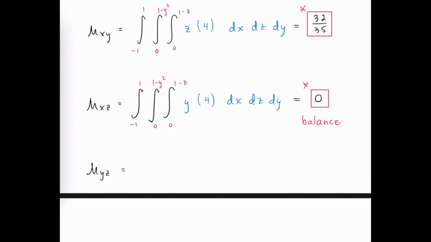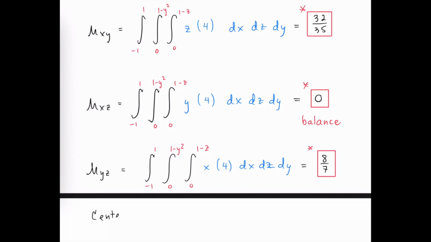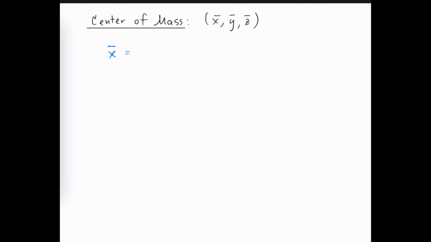In order to get the moment about the yz plane, we'll take into consideration a distance away from the yz plane, which is an x-coordinate, times the density function, the same order of integration and limits of integration, and this moment turns out to be the quantity 8/7. And now we're ready to take all these calculations and declare the center of mass, which is going to be an xyz ordered triple. The x-coordinate of the center of mass is going to be determined by the tendency to rotate about the yz plane divided by the total mass.